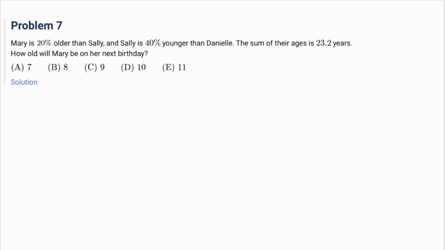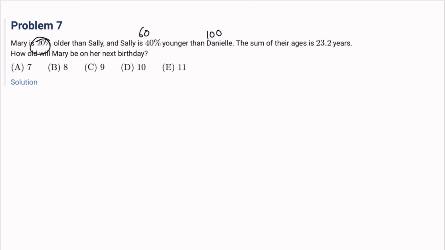Number 7: Mary is 20% older than Sally, and Sally is 40% younger than Danielle. The sum of their ages is 23.2 years. How old will Mary be on her next birthday? Okay, so since we are dealing with percentages, this is kind of unrealistic, but let's say that Danielle is 100 years old, right? Then Sally would be 40% younger, so Sally would be 60 years old.